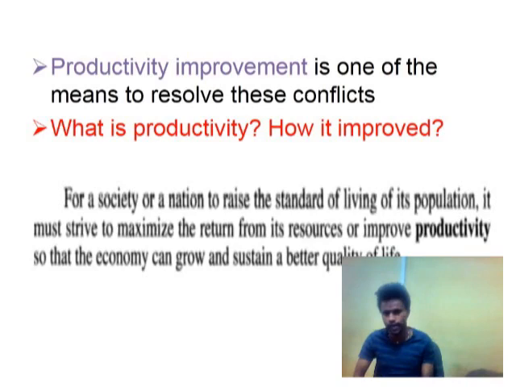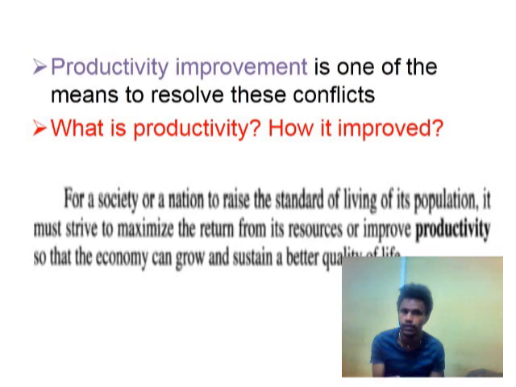Productivity is nothing but the output over the input. When we are trying to produce a particular product, there are some processes. There are some input variables, input materials, and input resources. Those resources might be human resources or non-human resources. Some utilities will be there. By effectively utilizing all these resources, we can improve productivity. That is what productivity improvement means.